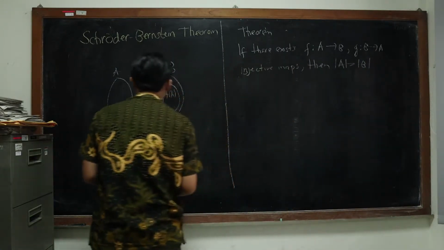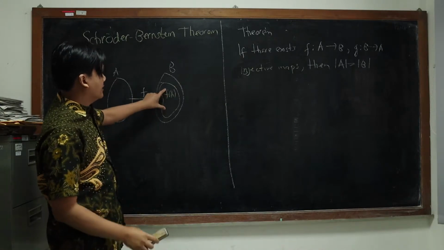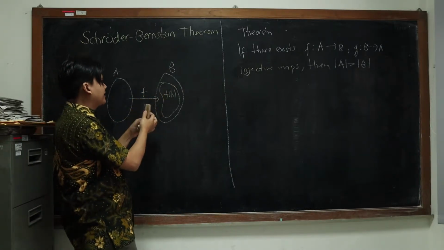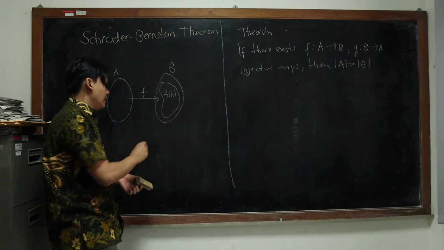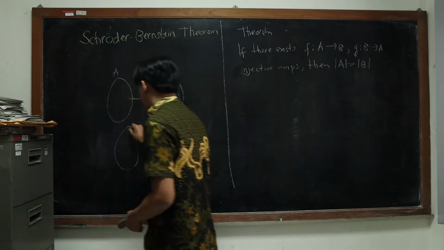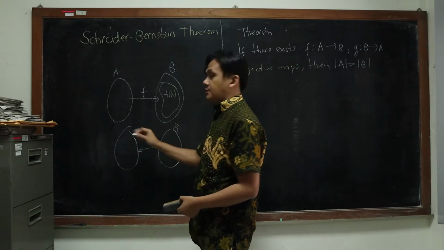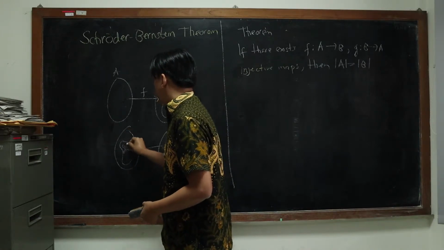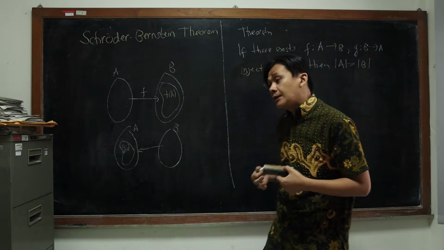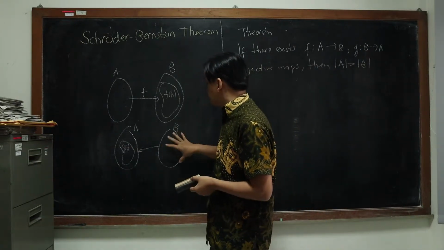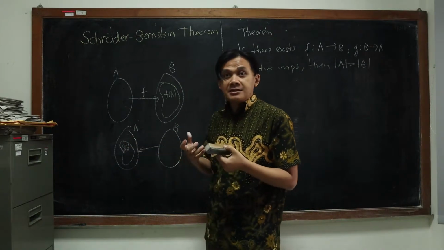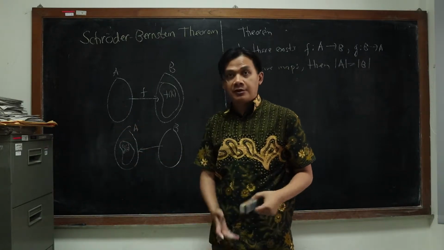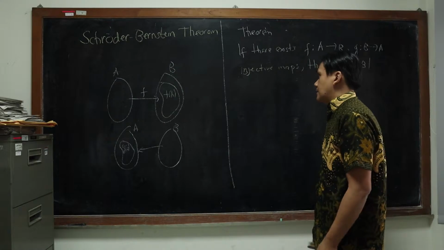So if we have this F, then we have a kind of copy of A inside B, so the cardinality of B must be bigger than or equal to the cardinality of A. And by using the G, similarly, we have a copy of B living inside of A. So again, our intuition tells us that B is kind of part of A, so the cardinality of B must be less or equal to the cardinality of A, right? So that's what the theorem says.